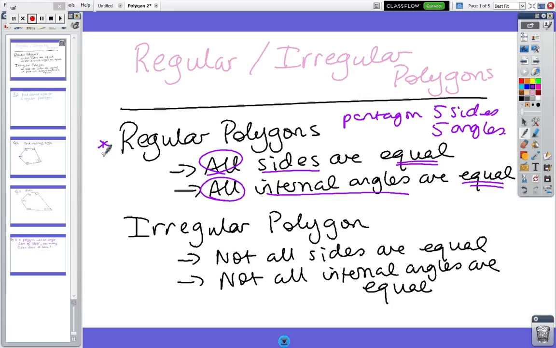And an irregular polygon is one where they're not all the same. Some of them might be the same, but they're not all the same. Okay, so can you just copy that down and come across, and we'll work through some examples.